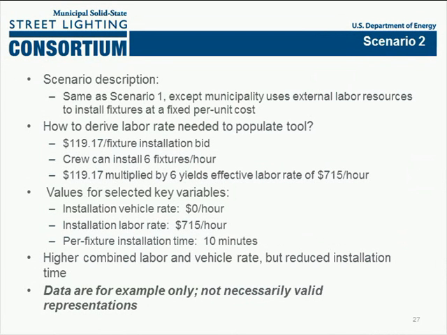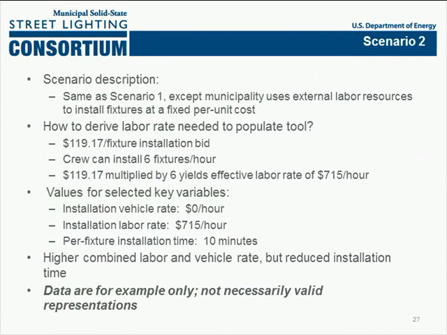Now in reality, that's not just a labor rate, that's a combined vehicle and labor rate. But what we're really after here is the total cost. We could enter this under the vehicle rate or under the labor rate. It wouldn't really matter. It would still impact the bottom line exactly the same way. So in this particular example, I'm going to set the installation vehicle rate to 0 and the installation labor rate to $715 an hour. And the per fixture installation time associated with this third-party crew is 10 minutes per fixture, which is a fair bit faster than the 16 minutes per fixture in the first scenario we examined.